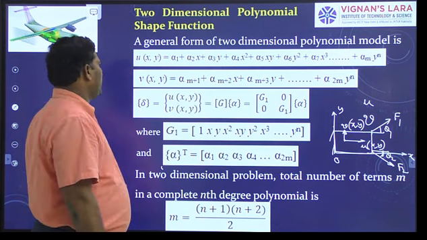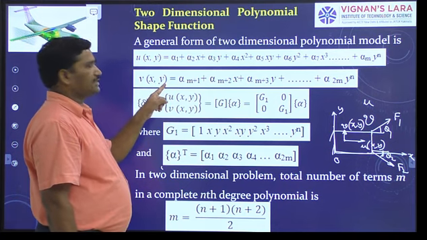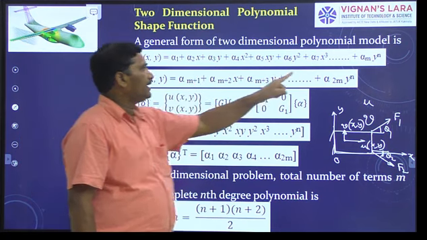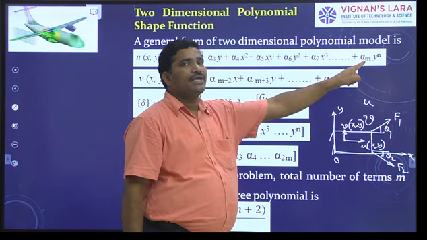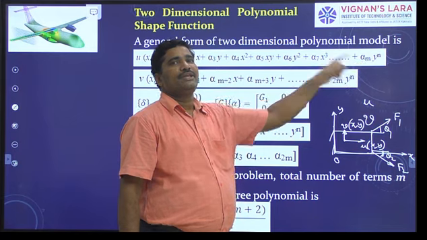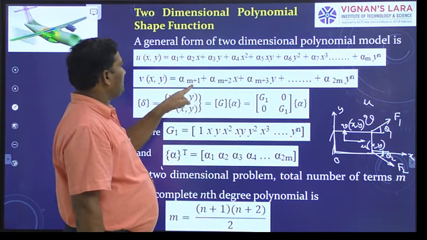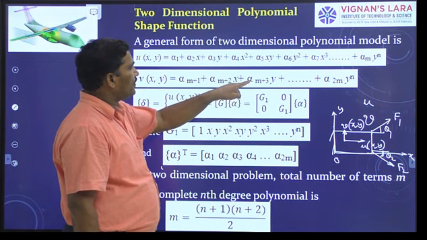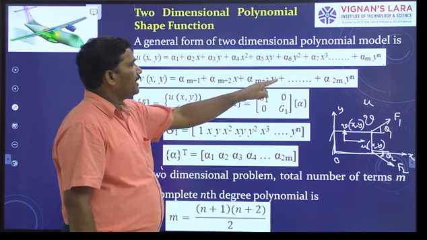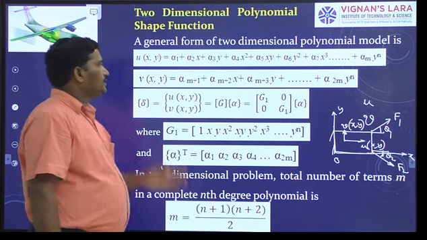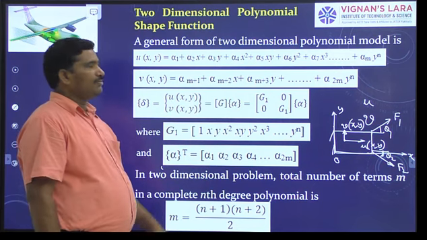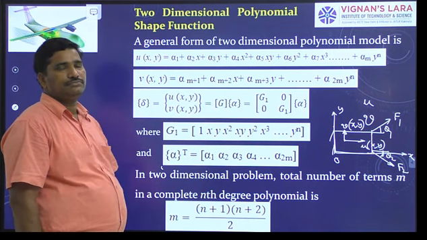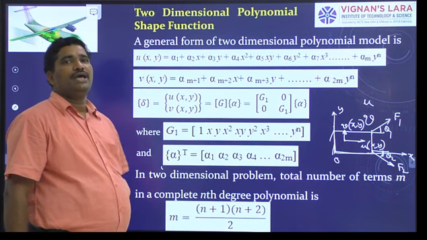Next, v is a function of variables x and y, which equals alpha m plus 1. Say here, this coefficient is alpha m. The next one we take alpha m plus 1, plus alpha m plus 2 into x, plus alpha m plus 3 into y, and so on and so forth. This is how we write the polynomials for the displacements u and v in terms of variables x and y.